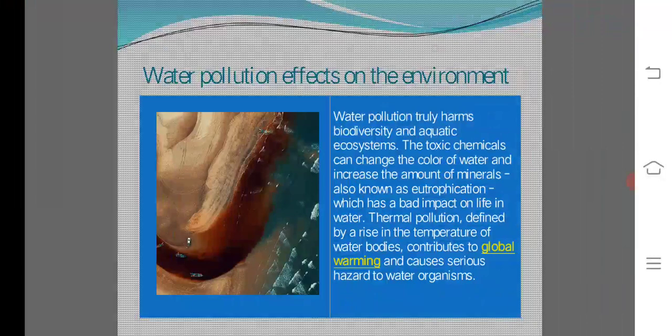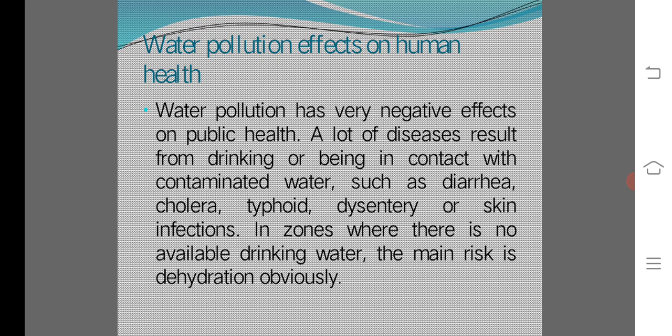Now let us see what are the water pollution effects on human health. Water pollution has very negative effects on public health. A lot of diseases result from drinking or being in contact with contaminated water such as diarrhea, cholera, typhoid, dysentery, or skin infections. In zones where there is no available drinking water, the main risk is dehydration.